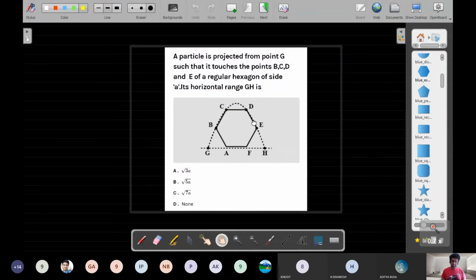So this is the question, right? The question that was posted only requested the calculation of the horizontal range GH when the path passes through the four vertices of the regular hexagon. The particle being thrown from G reaches H. But during the calculation, you'd realize that you require some more calculations in order to achieve the horizontal range calculation. So let's see what is the best way to solve the problem, right?